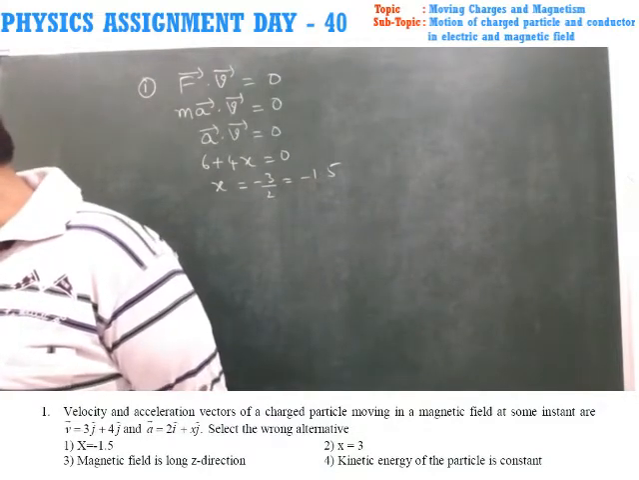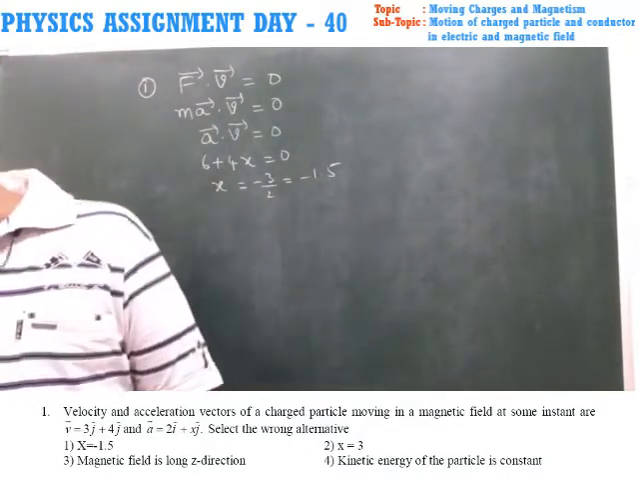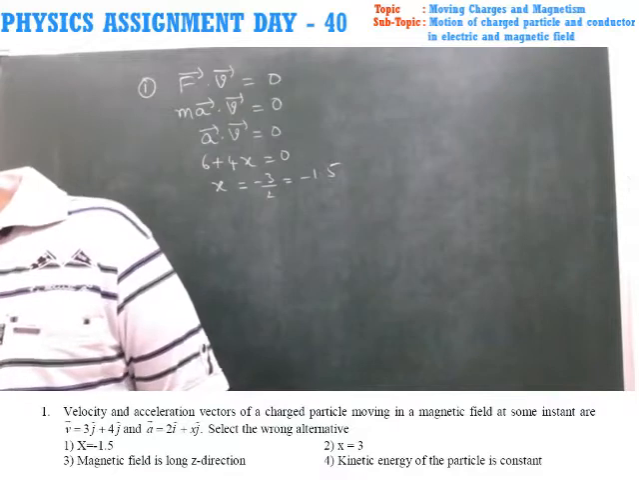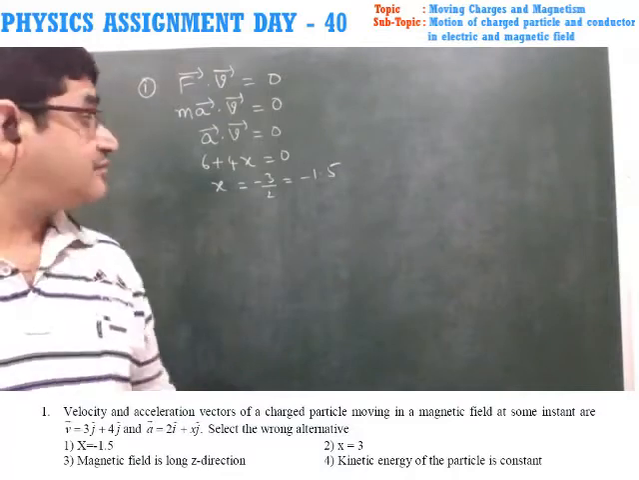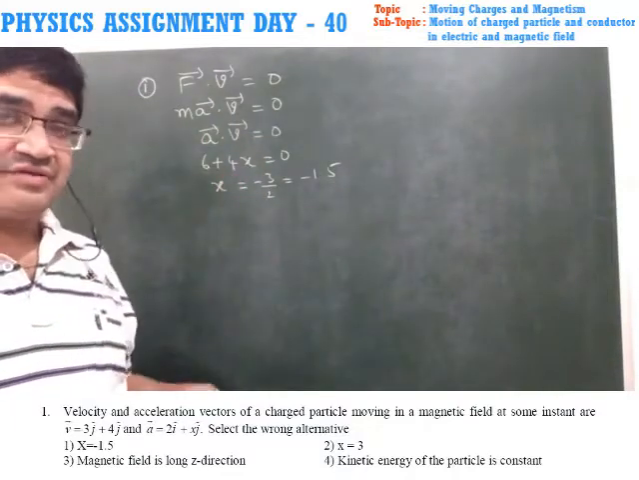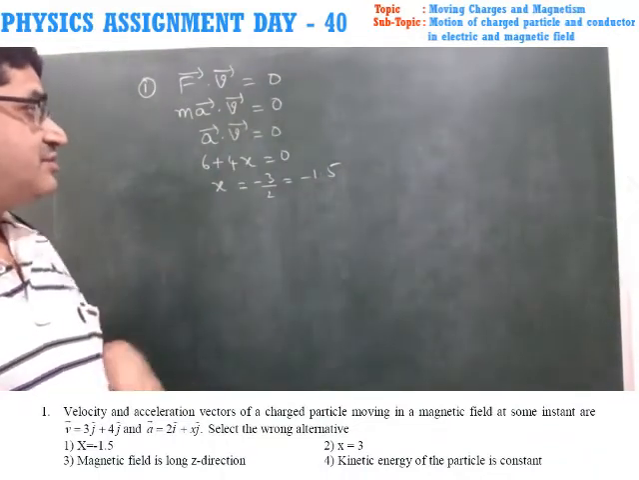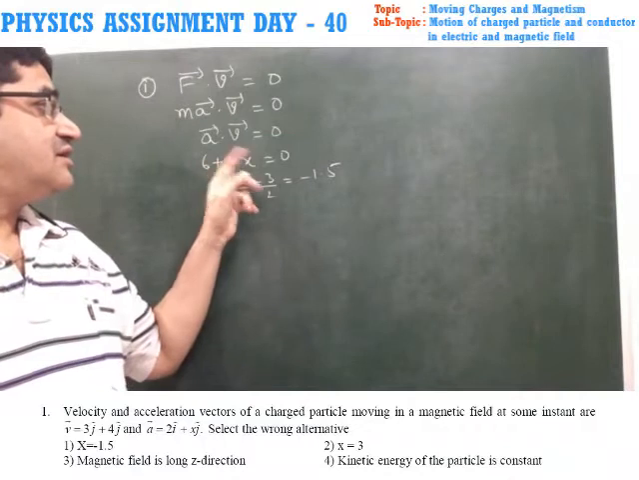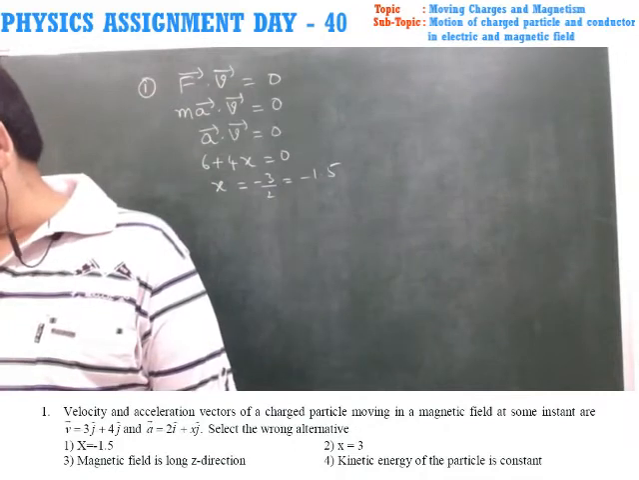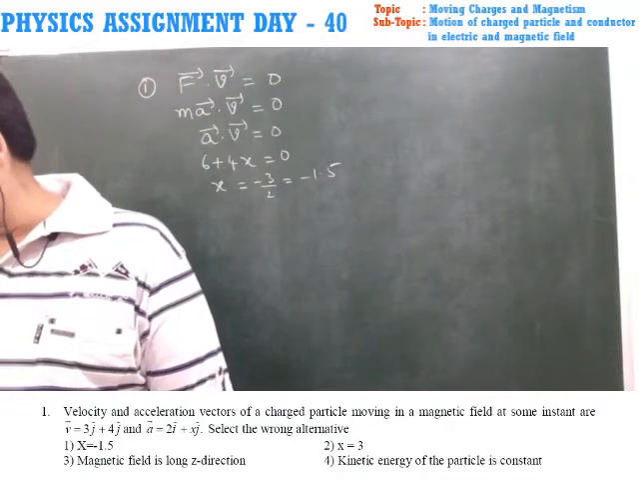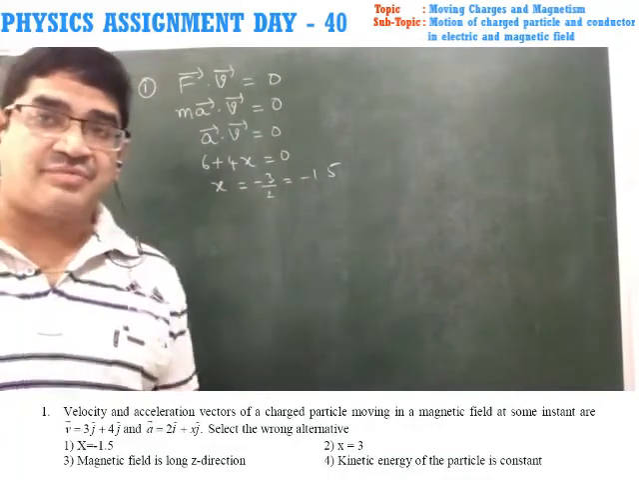To calculate this particular question, given f bar dot v bar, because in this particular aspect force and velocity will always be perpendicular, f bar dot v bar equal to 0. So m a bar dot v bar is 0, which means a bar dot v bar equal to 0. So 6 plus 4x is equal to 0. Why? Because when you multiply v bar and a bar, 3 into 2 is 6, plus 4x is equal to 0. So x equal to minus 3 by 2, which is minus 1.5.